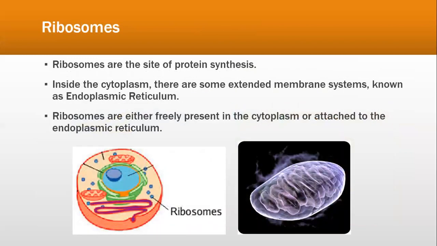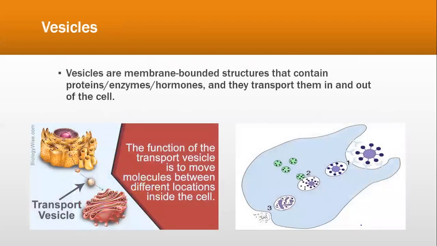Ribosomes, you only need to remember, no need to go in the detail of ribosomes. Ribosomes are the site of protein synthesis, and inside the cytoplasm there are some extended membrane systems as well, known as the endoplasmic reticulum. Ribosomes are either freely present in the cytoplasm or they are attached to the endoplasmic reticulum. तो ribosomes क्या है? ये आपके पास endoplasmic reticulum के ऊपर present होते हैं. ये reticulums जो होते हैं, these are actually the extended membrane systems that arise from the nuclear membrane, और इसी के ऊपर ribosomes attached होते हैं. इन ribosomes के ऊपर proteins are basically synthesized and made, where all those polypeptides are made.